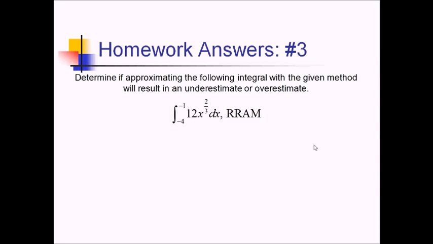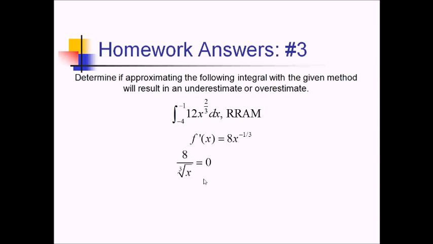For number 3, I want to know if RRAM is going to under or overestimate this function's integral on the interval from negative 4 to negative 1. So let's test the first derivative on this to see if this is increasing or decreasing within this interval. That'll be 8x to the negative 1/3. And I want to figure out where my critical values are just to make sure that this interval isn't getting split up between increasing and decreasing. So setting this equal to 0, I have 8 over the cube root of x.